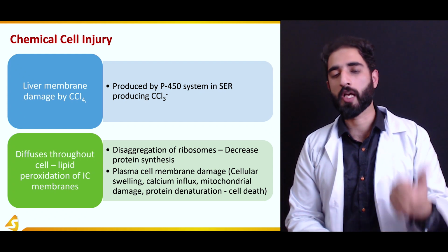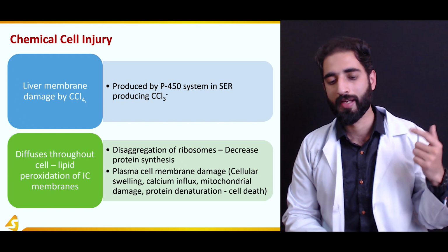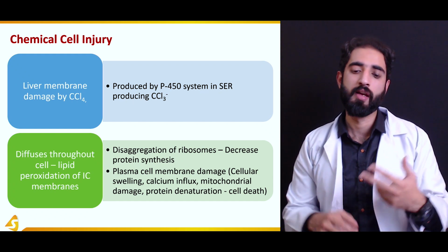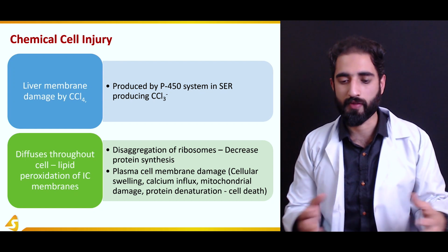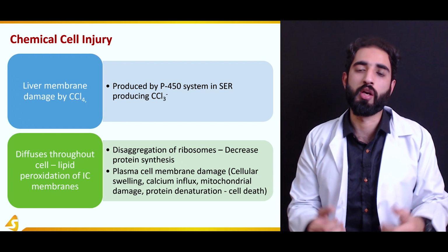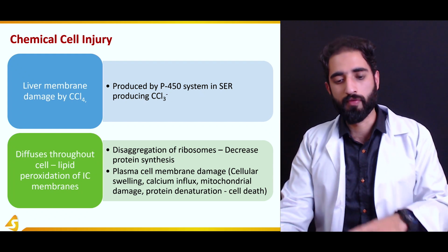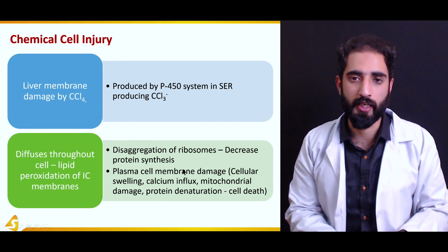And then again, plasma cell membrane damage, similar to what we studied in hypoxic cell injury, which results in cellular swelling and calcium influx. That calcium influx then causes mitochondrial damage and calcification in the mitochondria, and protein denaturation, and eventually cell death. So all of this process is actually similar to that in hypoxic cell injury.